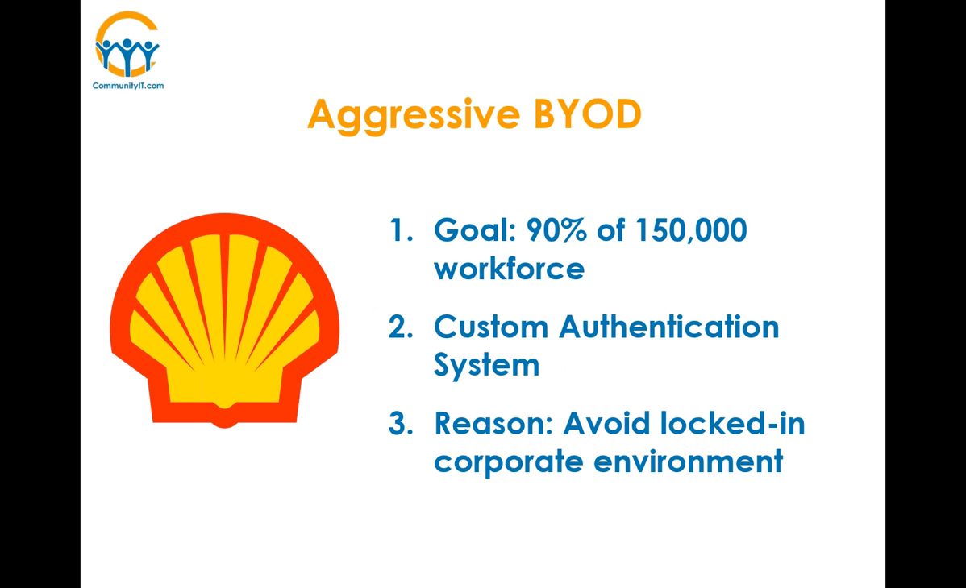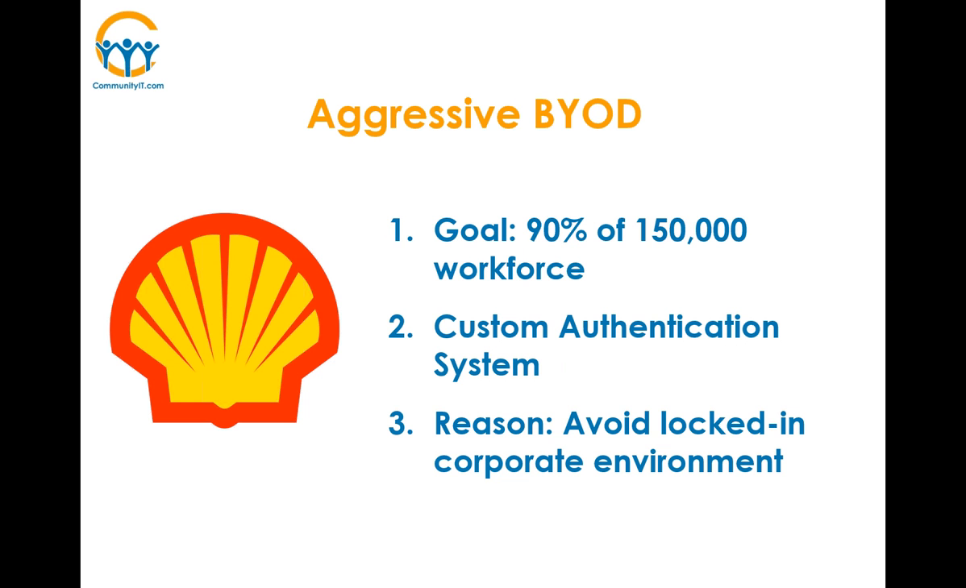So 3 case studies. First, Shell. Very, very aggressive BYOD policy. Last year, Shell announced that within the next 5 years, by 2018, 90% of their workforce of 150,000 were going to be completely BYOD. Basically, if you go to work for Shell in 5 years, you need to bring your own device. They're building their own custom authentication system to facilitate that. So they're basically going to have this container approach where you can access the data, but it's completely segmented from the rest of the information on your device. The reason that they chose to do that, they did a lot of surveys.